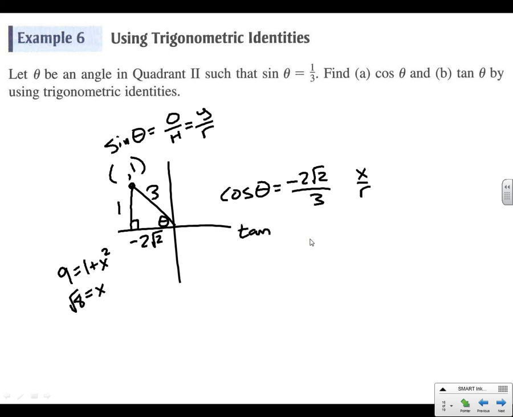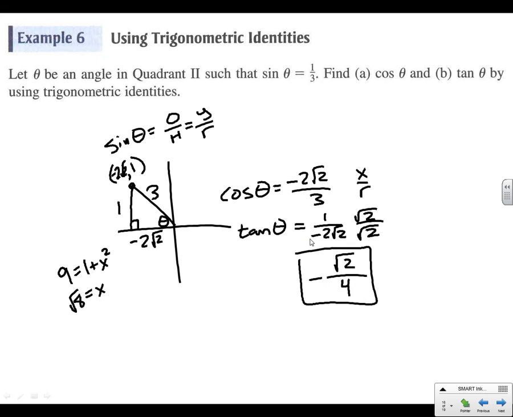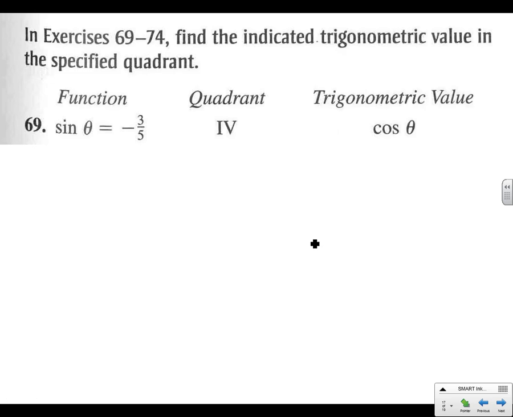Tangent, which is y over x. Put this in here: 1 over negative 2 root 2. We're good, except we need to rationalize this. Let's multiply top and bottom by the root 2. Not by the 2 root 2, just the root 2. And we end up with root 2 over negative 4. And that would be our answer. Your job's 69. Sine theta is negative 3 over 5. See if you can figure cosine theta if you're in quadrant 4.